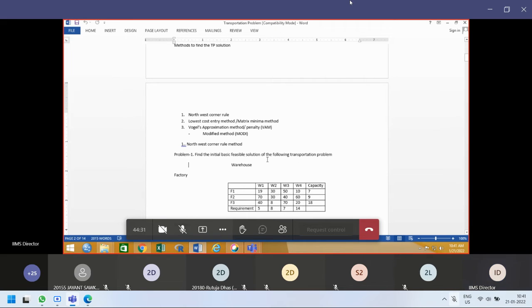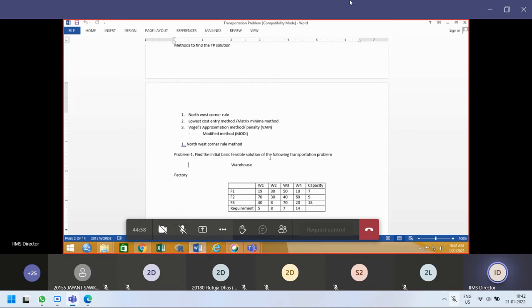The problem is: find the initial basic feasible solution of the following transportation problem. Here they are already asking to find the initial basic feasible solution. That means you have scope to apply either of the first two methods. Applicability of the method is very important. Don't apply a complicated method unnecessarily. Here they are expecting only the northwest corner rule or the lowest cost entry method.